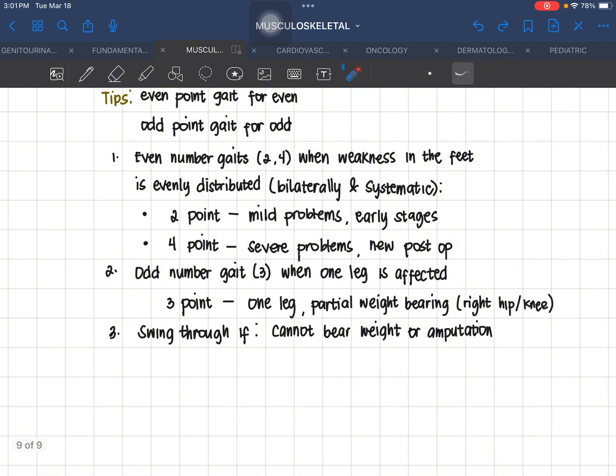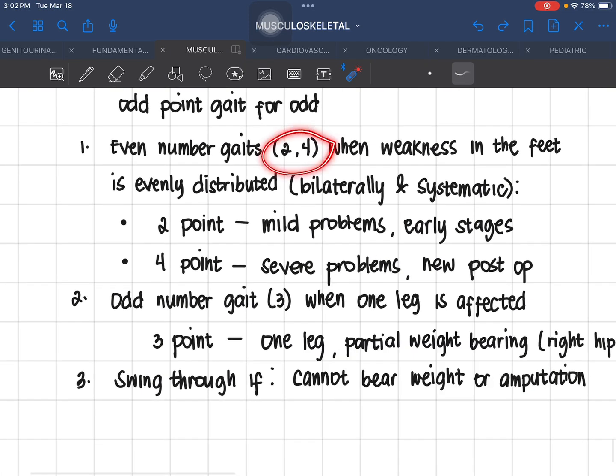For example, sa 2-point gait, dito yung mga mild problems lang. Yun yung mga early stages. Kapag 4-point gait, severe yung problems dito, and indicated siya sa mga post-op. Yun. Ulitin natin. Sa 2-point gait, mild problems lang.